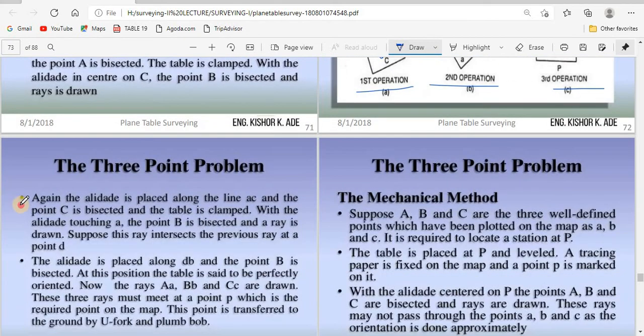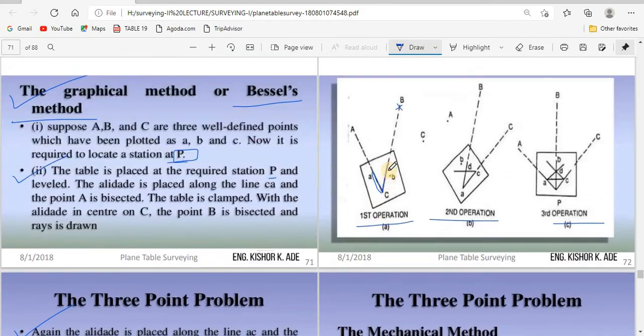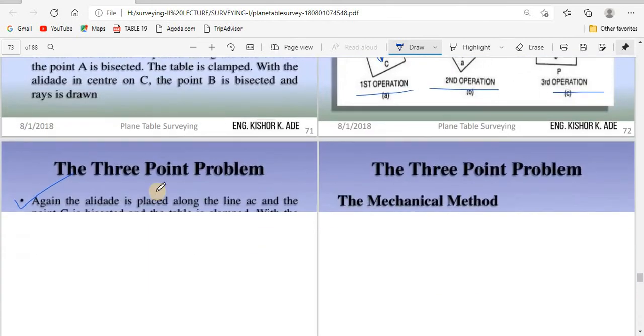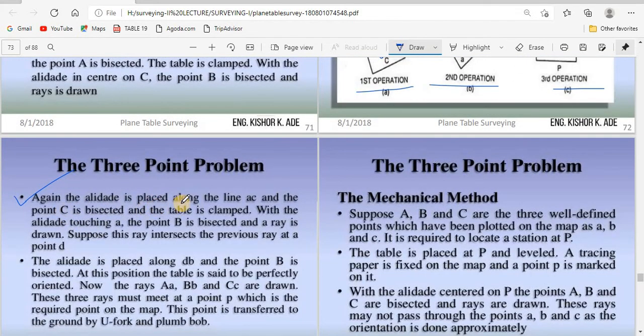Okay, again the alidade has been placed along the line AC, and the point C has been bisected. Again you have to keep the alidade along this line AC, shift the instrument and rotate the table clockwise and try to bisect this point C. The table is then clamped. After that, with the alidade touching A, the point B has been bisected and the ray has been drawn. Suppose this ray intersects the previous ray at point D.